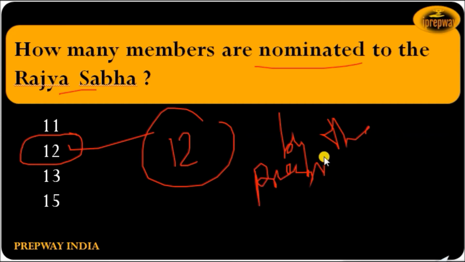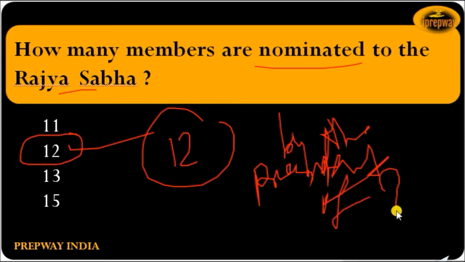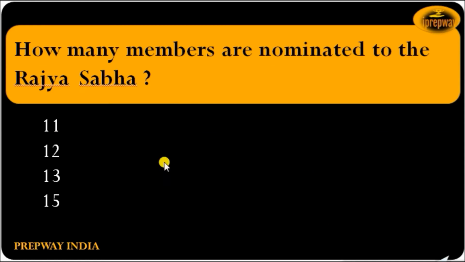President of India. Okay, but there is a provision in the parliament. So how many members are nominated to the Rajya Sabha? There are 12 members nominated in the Rajya Sabha. So this is the right answer.